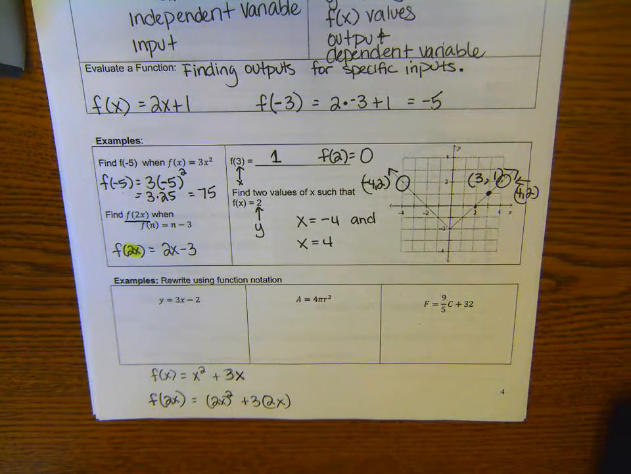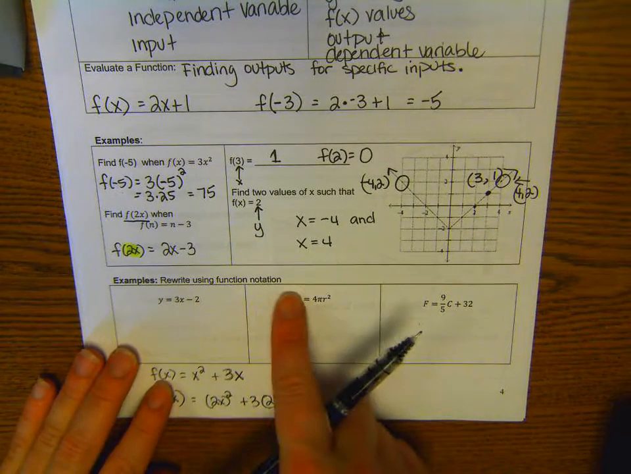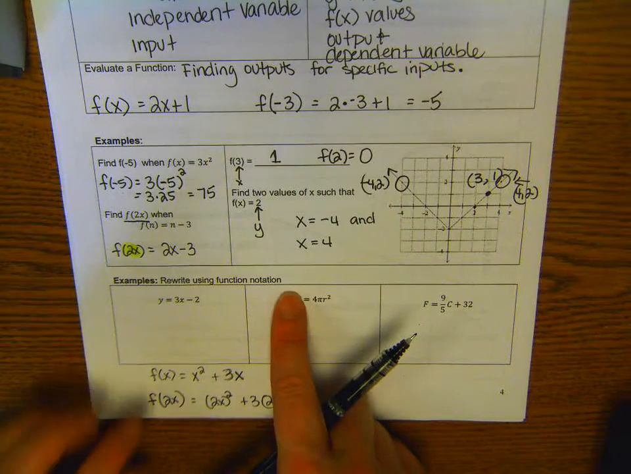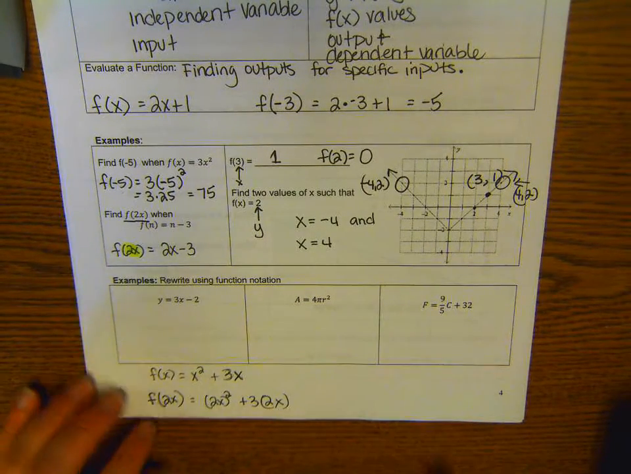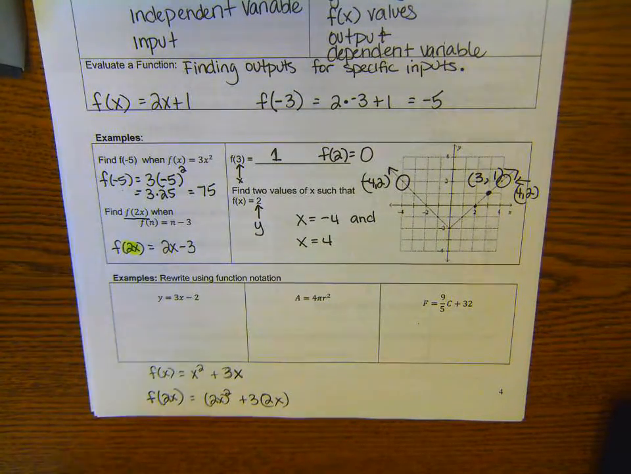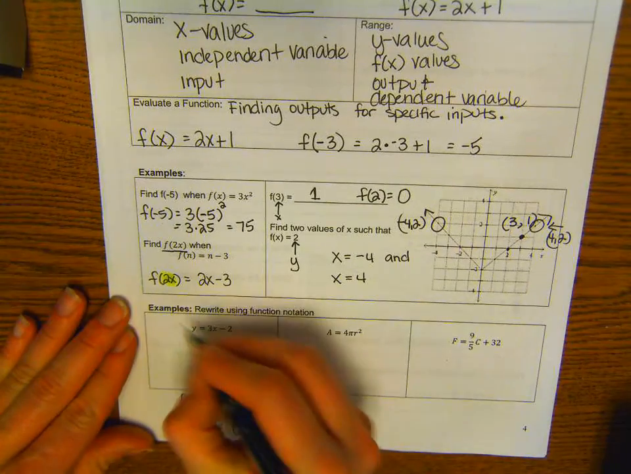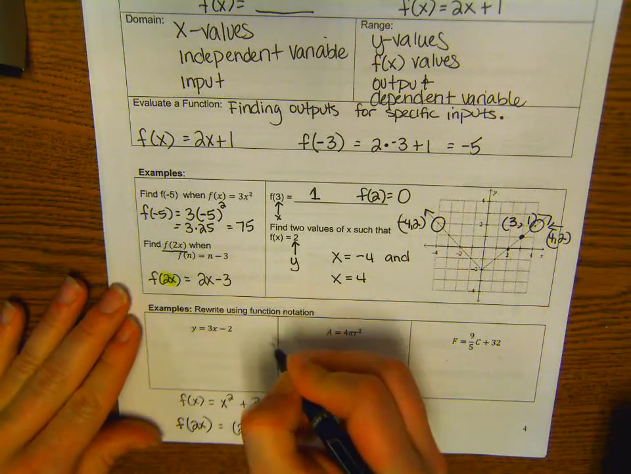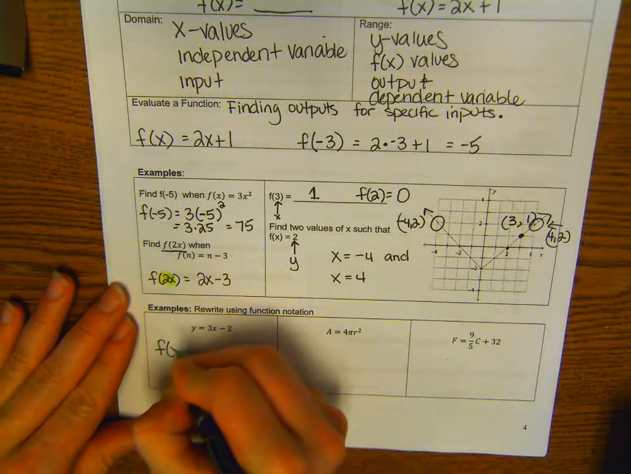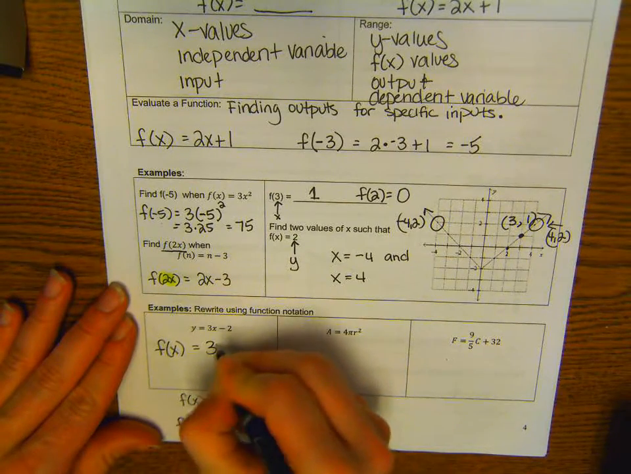Rewrite using function notation. Well, maybe you won't think so. I don't know. This is just fancy notation, okay? So when you see a y, we are going to replace it with f of x. So here's how we're going to do this one. Instead of y equals 3x minus 2, f of x equals 3x minus 2. Okay.